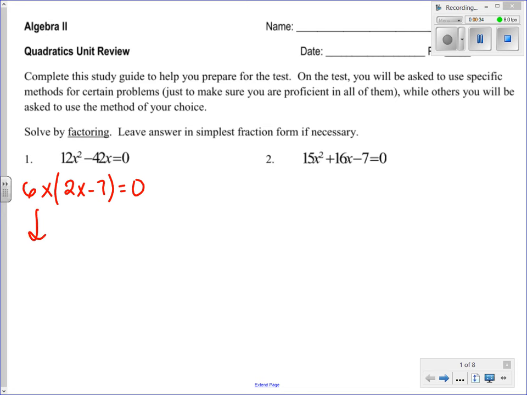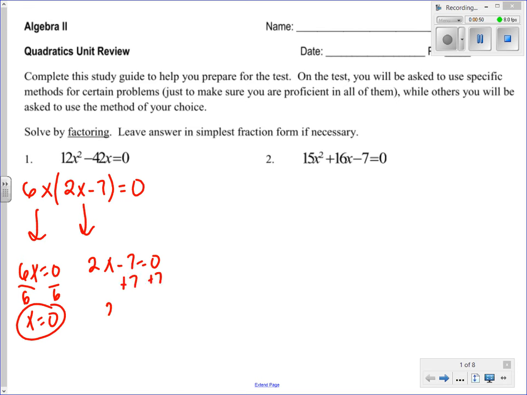Then we take each part and we set it equal to 0. So we'll have 6x equals 0, and we'll have 2x minus 7 equals 0. And then we solve both. Divide by 6. x equals 0 is one of your solutions. Over here, we're going to add 7 to both sides, and then divide by 2. So x equals 7/2 is our other solution for number 1.